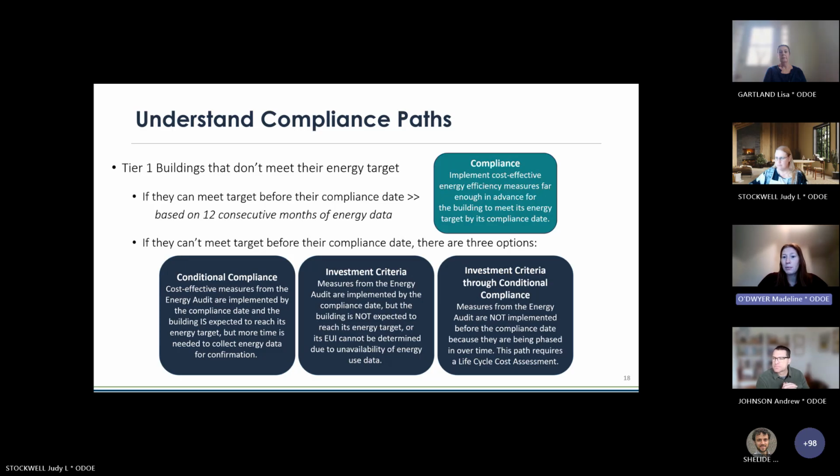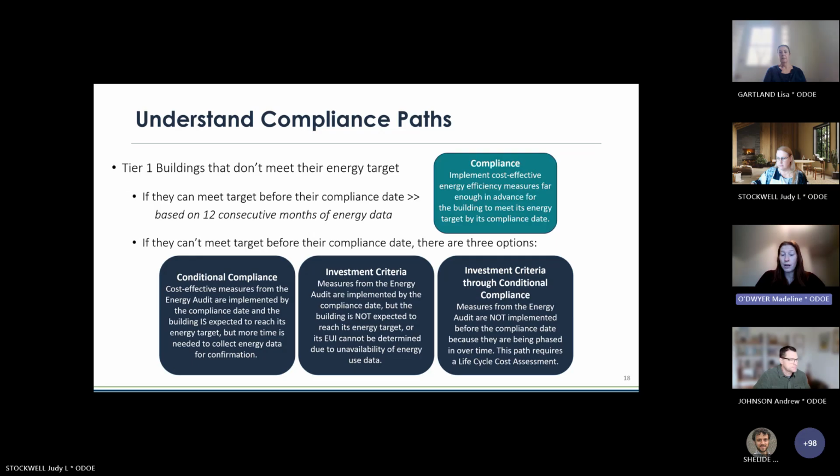Investment criteria can be found. Investment criteria is when your building is not going to meet its target. You go through your ASHRAE level 2 energy audit, and you get a list of energy efficiency measures. Now, in the investment criteria, you either implement those energy efficiency measures after the compliance date.